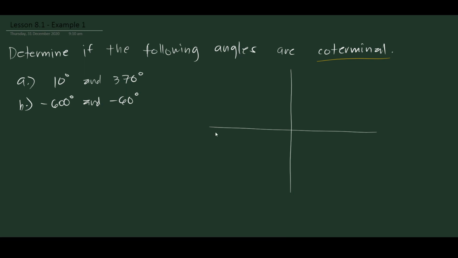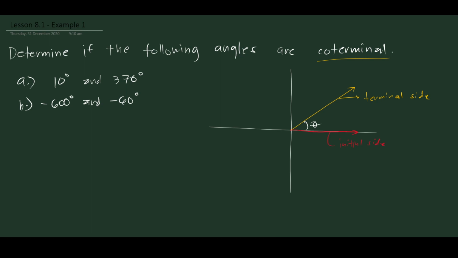Okay, so let's review the components of an angle. So we have here, say for example, an angle, let's just say theta, and then this is our initial side, and this is our terminal side. Okay, so back to the definition again. Coterminal angles are angles which, when drawn at standard position, share a terminal side.